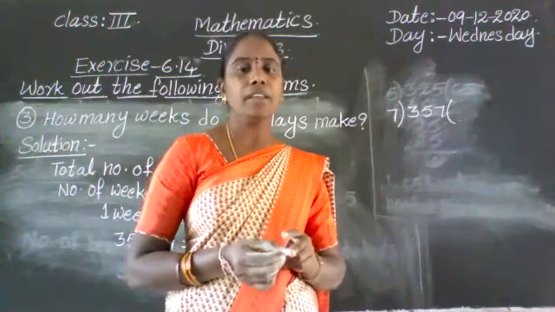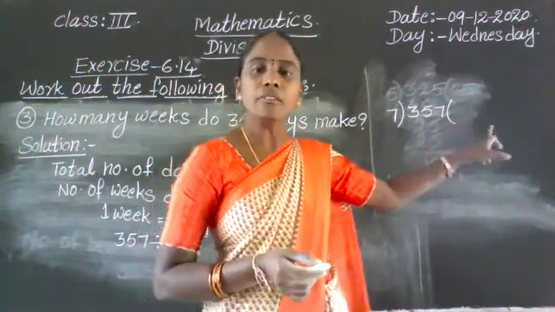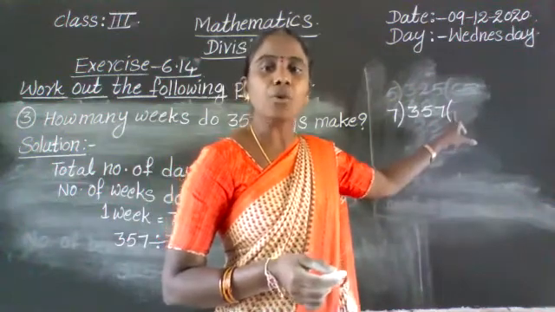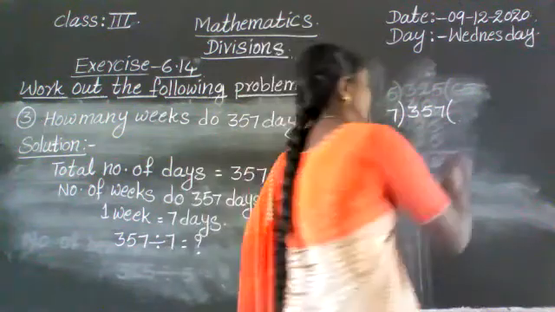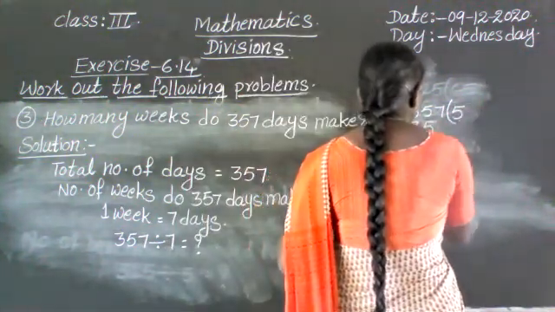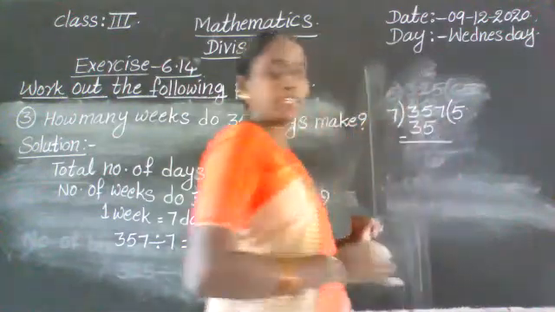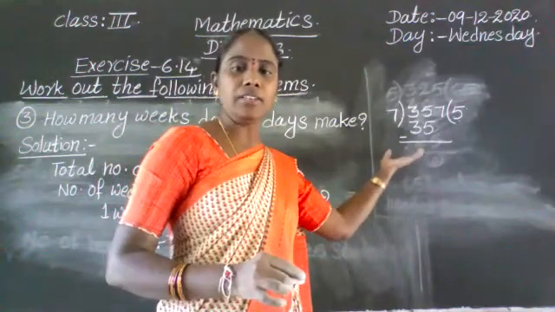Yes, very good. 7 5s are 35. So, what is the quotient? 5. Write 5 in the quotient place. Next, write 35 in the dividend downside. 7 5s are 35. 35 minus 35 is 0. So we can write it or not write it, nothing will happen.